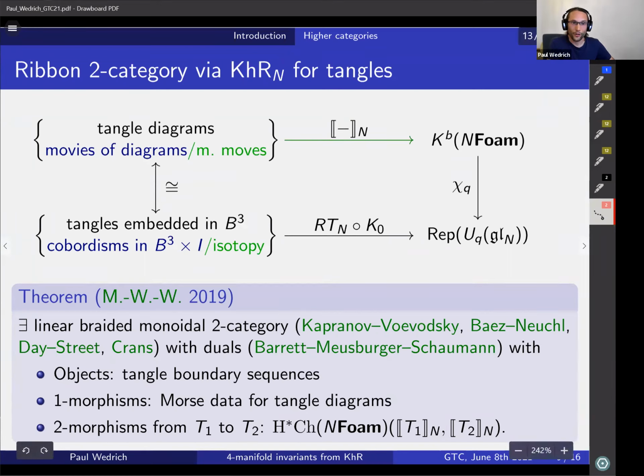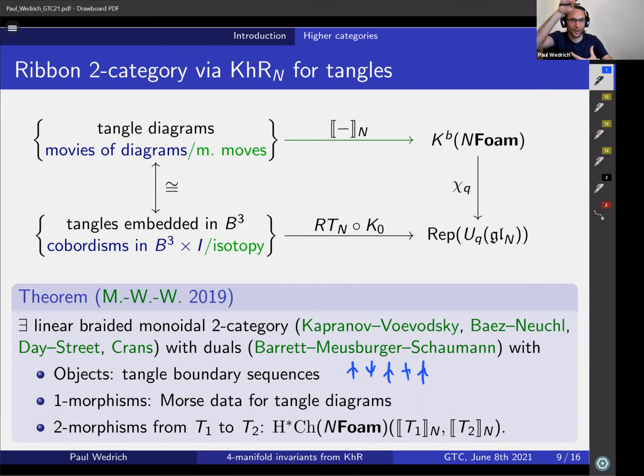So it's a 2-category, so it has 3 levels of data. It has objects, 1-morphisms, and 2-morphisms. Objects are boundary sequences for tangles. So in this case, I would just say somehow sequences of ups and downs. Okay, like this. 1-morphisms are essentially tangle diagrams, starting from a boundary sequence at the bottom, mapping to a boundary sequence at the top.